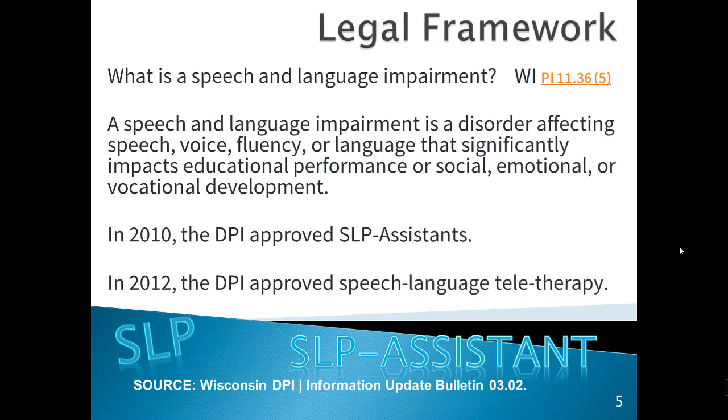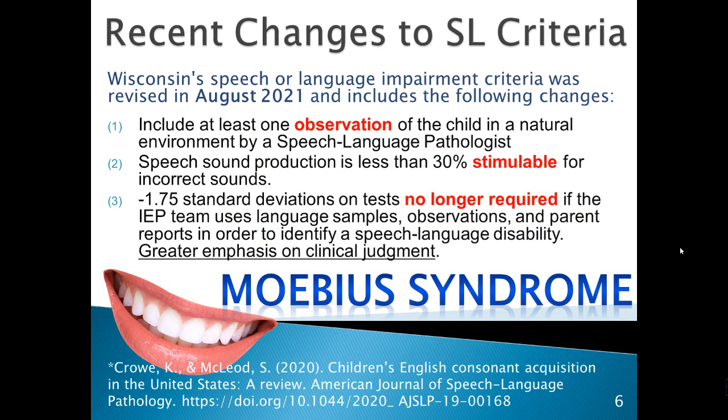Legal framework. A speech and language impairment is a disorder affecting speech, voice, fluency, or language that significantly impacts educational performance or social, emotional, or vocational development. In 2010, the DPI approved SLP assistance. In 2012, the DPI approved speech language teletherapy, but we know there is still a huge demand for SLPs across the state of Wisconsin, actually across the country.